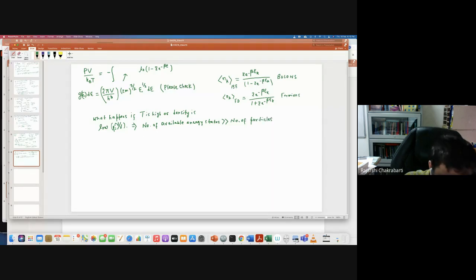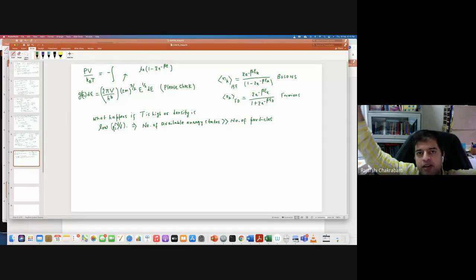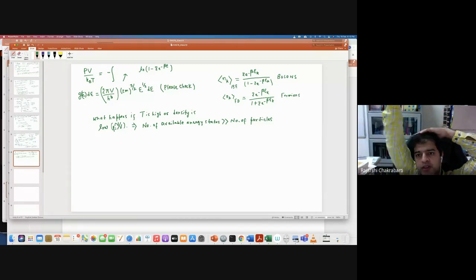If you have problem, please tell me. Your temperature is high. You have a collection of particles. Temperature is high, so the particles could be anywhere. It can have any energy because the temperature is high. So you can put the particle at higher energy states, isn't it? Number of available energy states is much greater than number of particles.